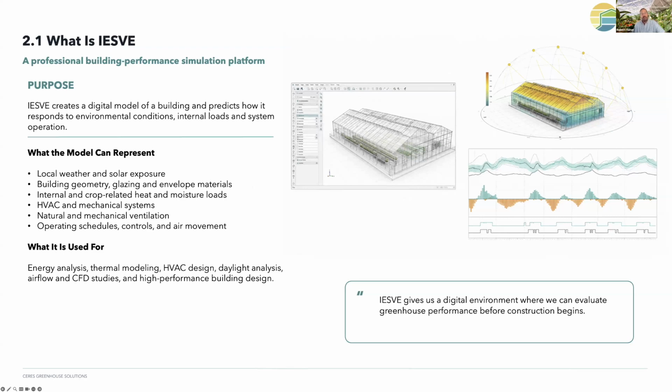It combines a three-dimensional building model with weather data, all of the material properties, the internal loads, the operating schedules, and the system controls. Ceres adapts these capabilities to greenhouse projects by representing the transparent envelope, the crop-related moisture and heat, all of the lighting, the ventilation, and environmental systems that are incorporated.